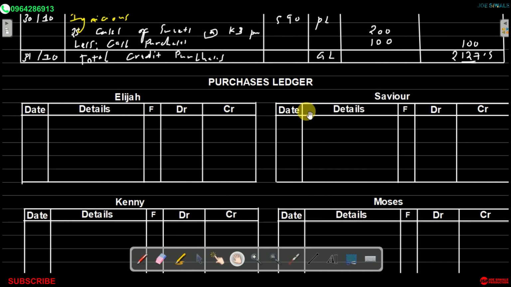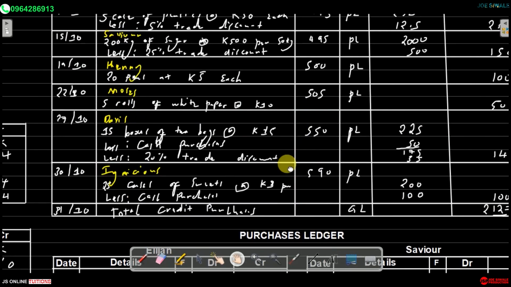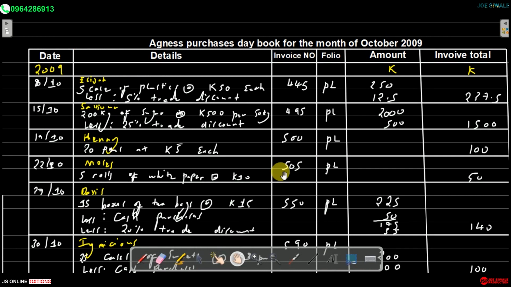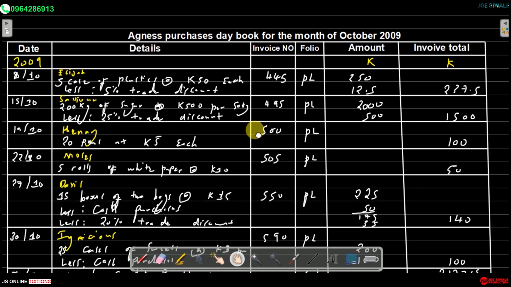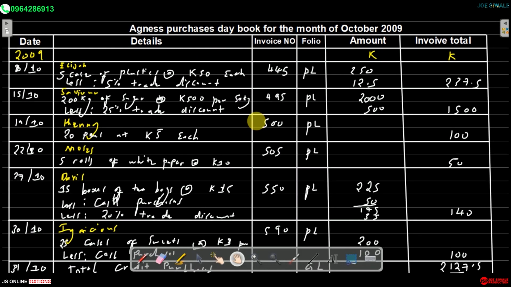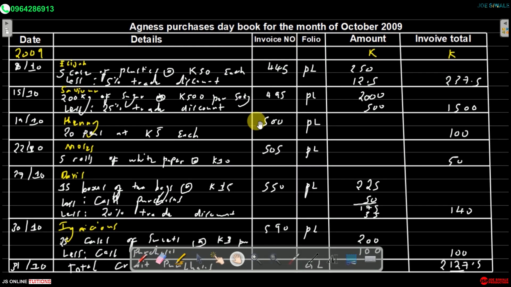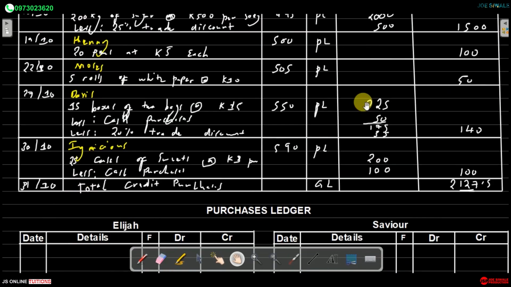So for us to record in the purchases ledger, we have to write down the names of the suppliers. The information we'll be getting is in the purchases daybook. The first supplier there, we have Elijah, and Elijah, as we can see, the transaction occurred on the 18th of October, and if we check in the purchases daybook, we don't have another transaction apart from that which occurred on the 18th, and the amount that we're having is 237.5. So let us record that.